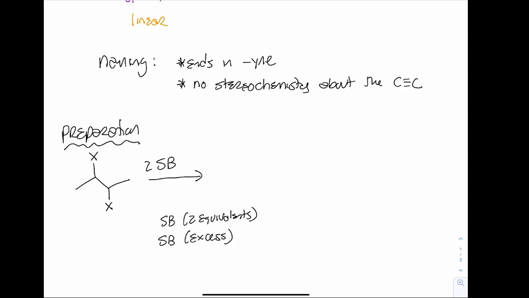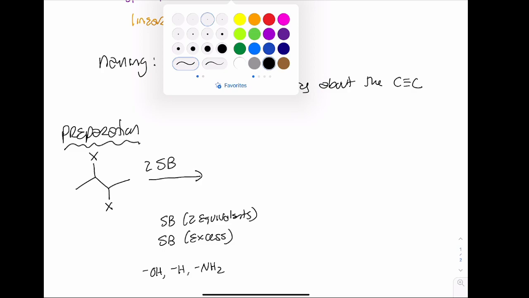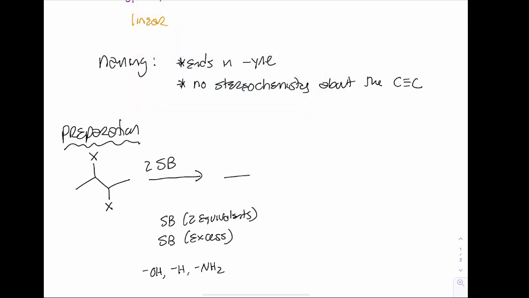The strong base is typically going to be either a hydroxide ion, I could use hydride again, or NH2, any of our typical strong bases. And we're going to do an elimination. So it's essentially just going to be a double elimination reaction. I'm going to end up with that alkyne and then two HX molecules. So it's going to be two eliminations.